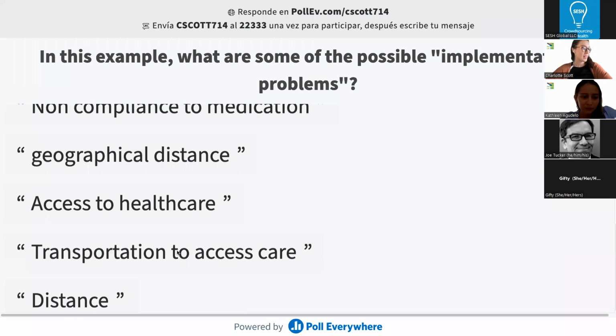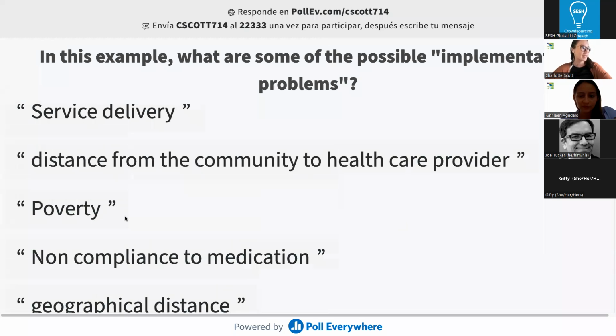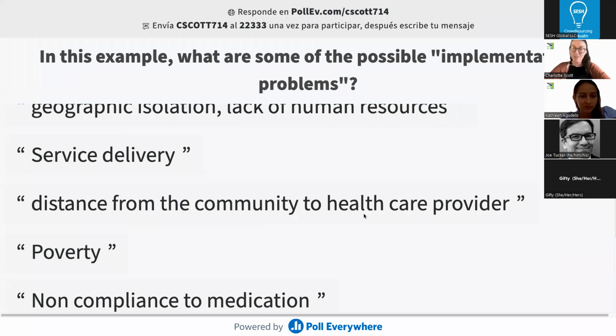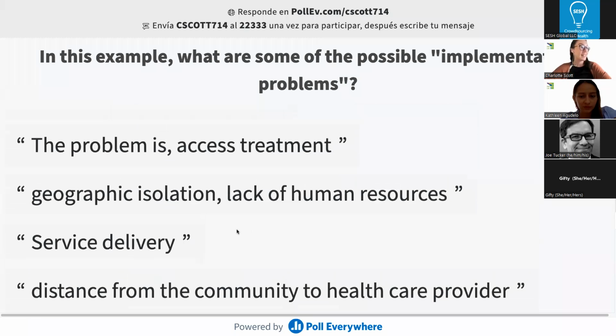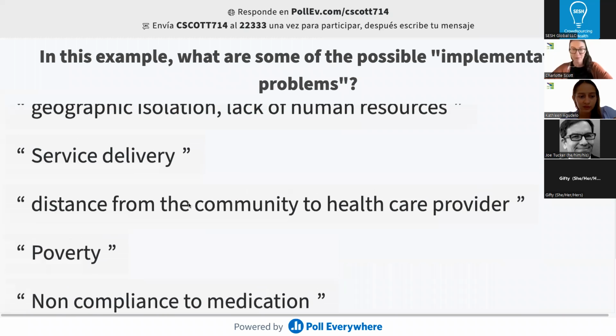What is the problem there? Great. So yes, transportation, we have quite a few: geographical distance between the community and the healthcare provider, isolation, service delivery, poverty, which can be interrelated with many of these.